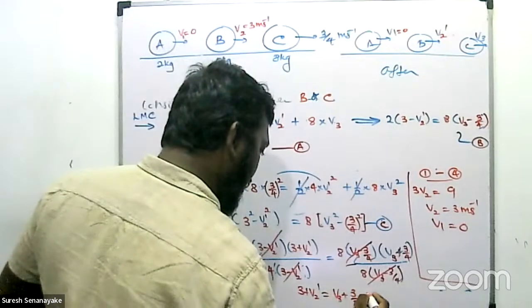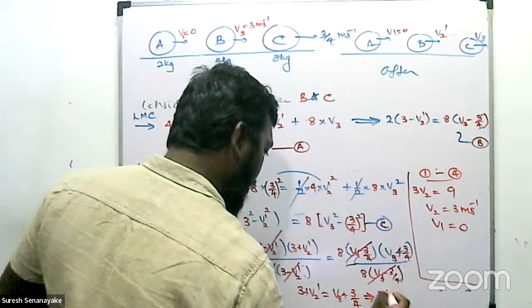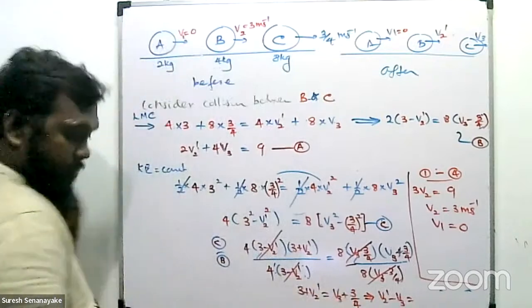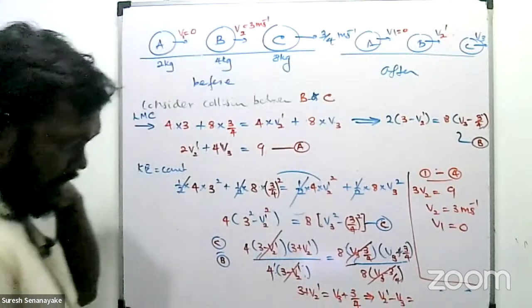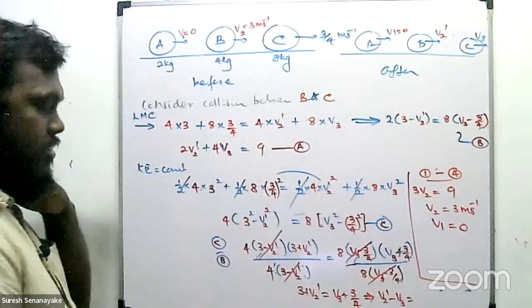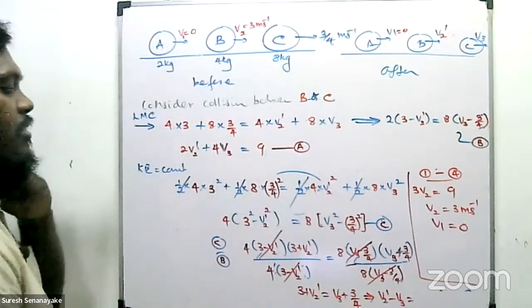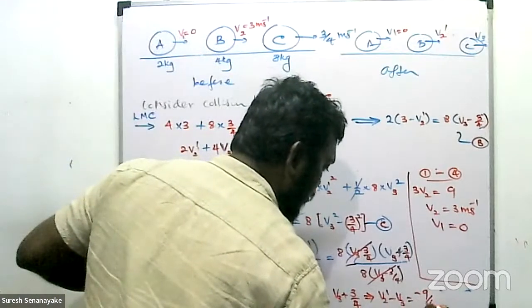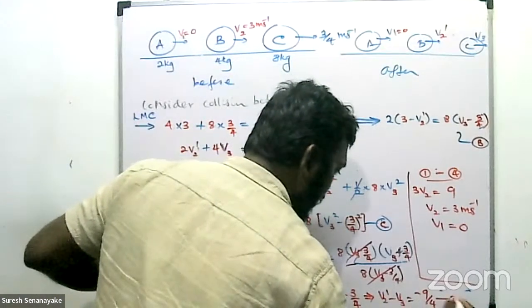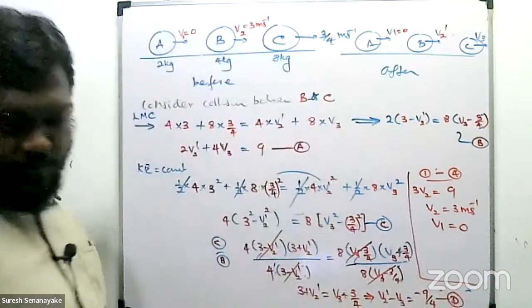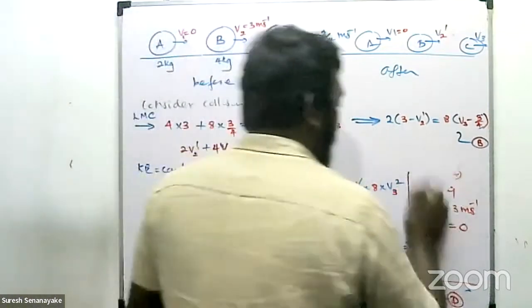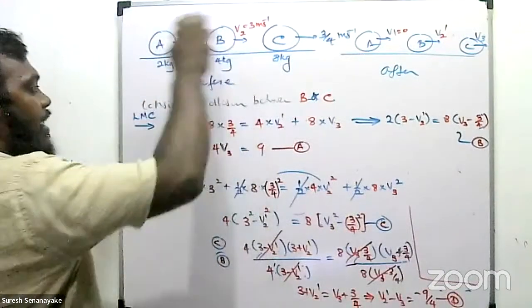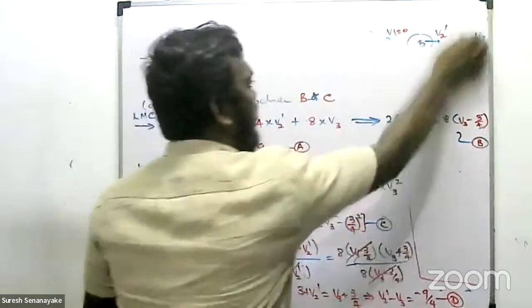Taking the terms together, v2 dash minus v3 equals 3 over 4 minus 3, that is minus 9 over 4. That's equation number D. Okay, now you can solve equations A and D to get the result.